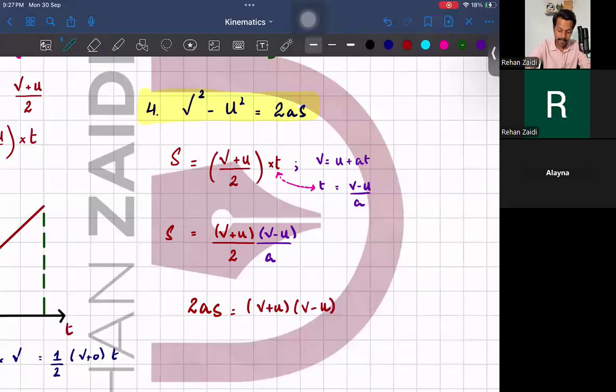Which identity is it? a square minus b square is basically equal to (a + b)(a − b). Do you recall it? So this equation can be written as 2as = v square minus u square, and this is where the fourth equation came from, right?